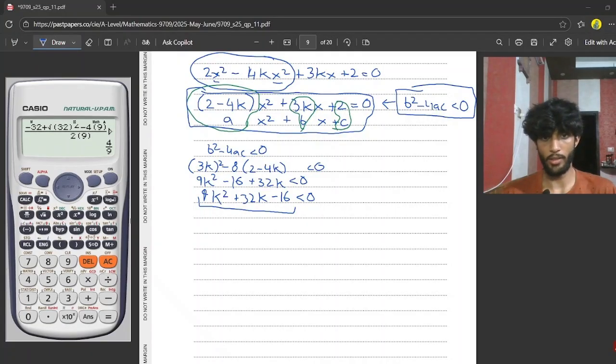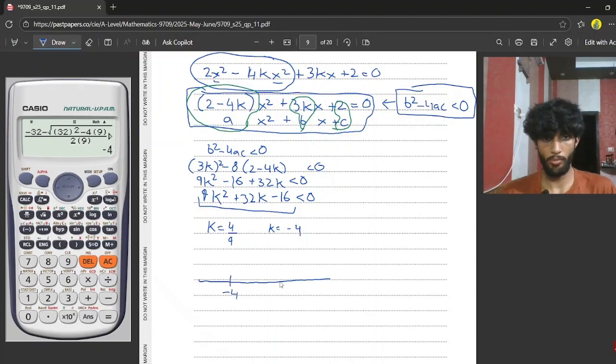And one of the points we get is k is equal to 4 by 9. The other point, if we change this to a negative, we get negative 4. So we get 4 by 9 and negative 4. So what I want you to do is draw a number line over here. Put negative 4, put 4 by 9, and what is 4 by 9 in decimals? That is going to be 0.444, right?